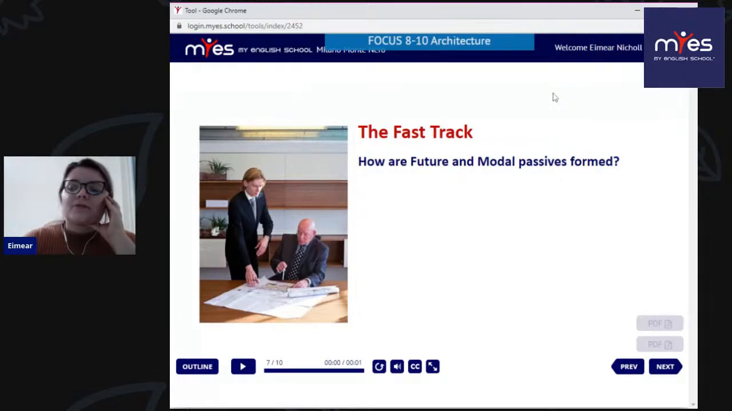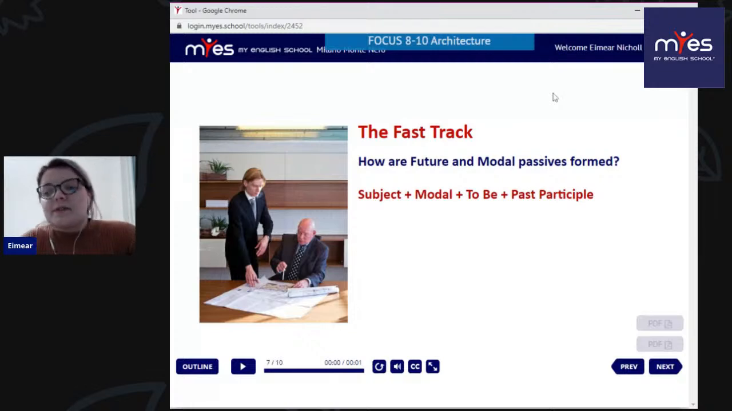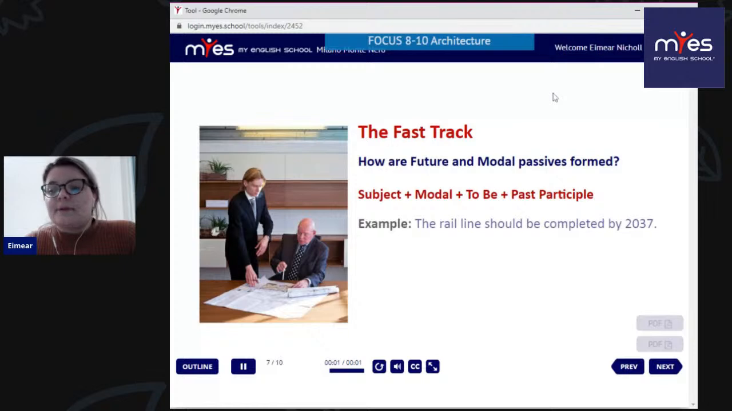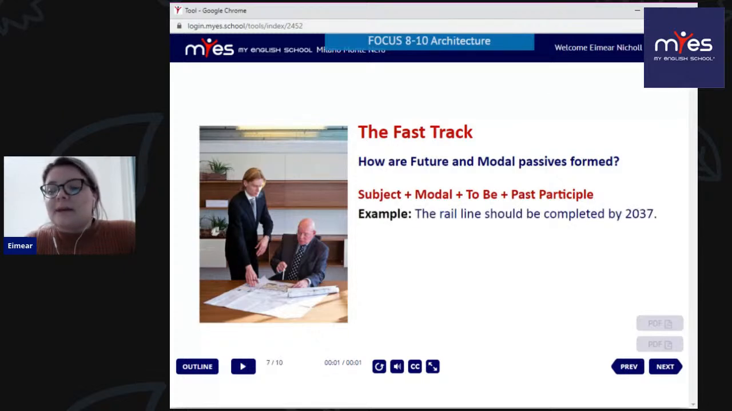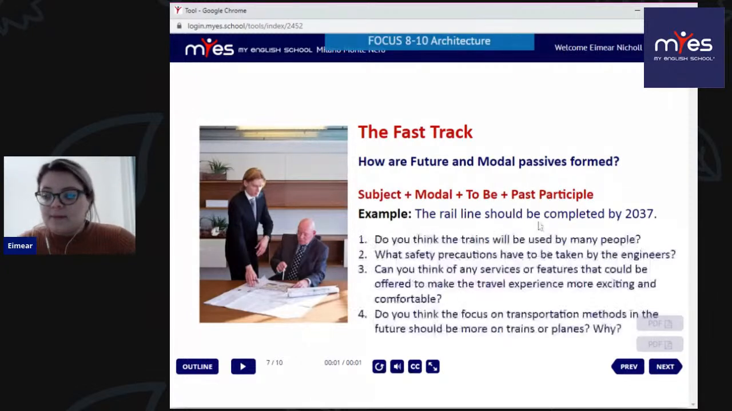So the fast track. How are future and modal passives formed? So we have subject, then modal, then to be, and past participle. So for example, the rail line should be completed by 2037. So subject, the rail line, should, modal, be, to be, and then completed, past participle. So the rail line should be completed by 2037. Okay, our modals.